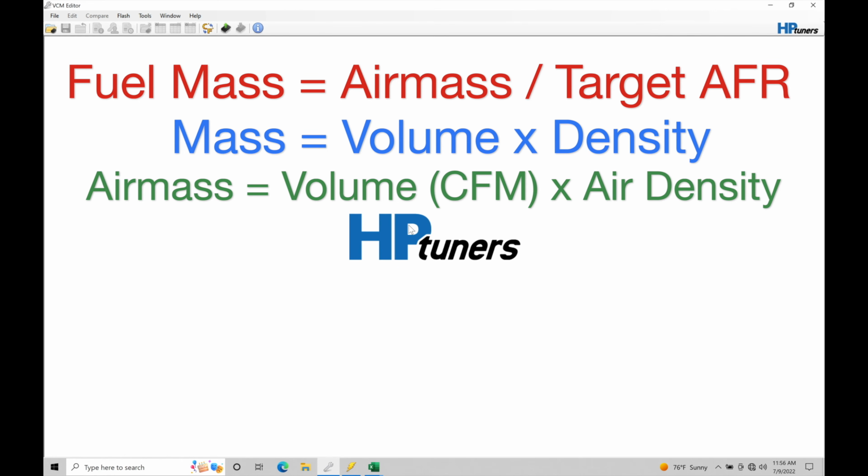If we have, just taking a hypothetical situation here, a certain volume of air entering our engine, we're at sea level and we're at, let's say, 60 degrees Fahrenheit.